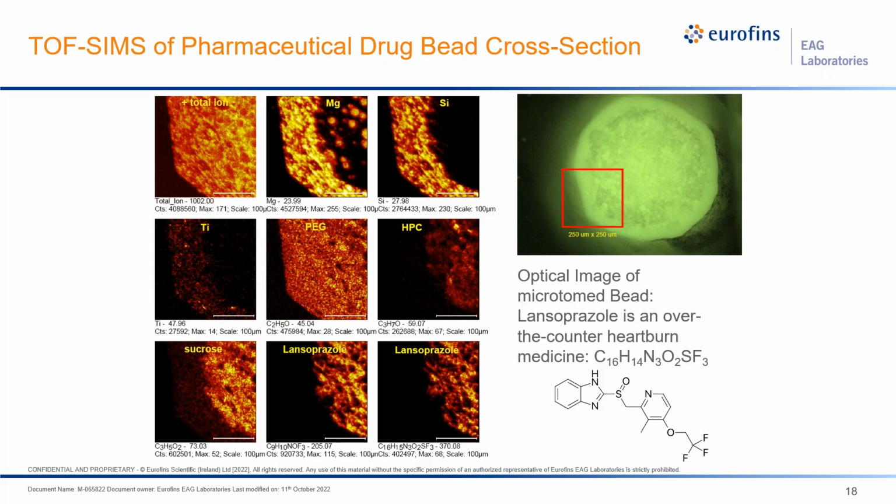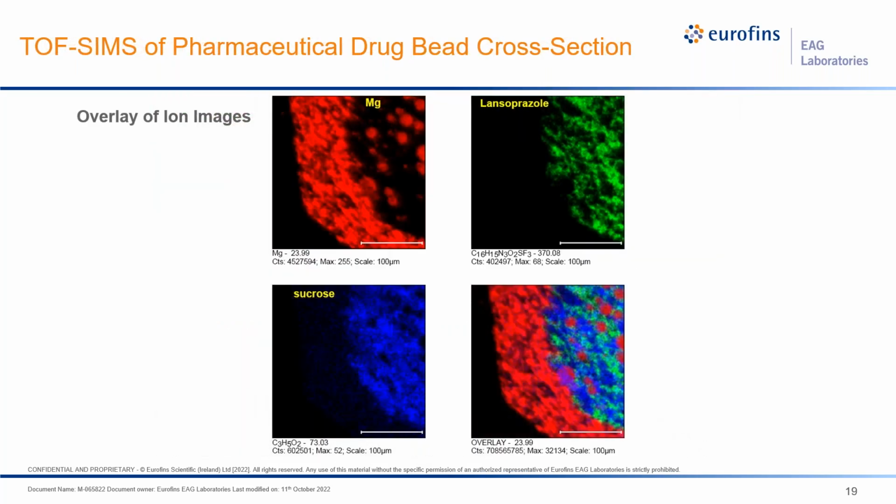And I've included two images for the lansoprazole. The bottom right one is actually the entire molecule ionized, and that's really nice if you can get that. It's not always available. But the most intense image was this one here at 205, which is the second half of the molecule. Color overlays help to register distributions. The magnesium in red, the lansoprazole in green, and the sucrose in blue can be seen to be complementary to each other in the color overlay.